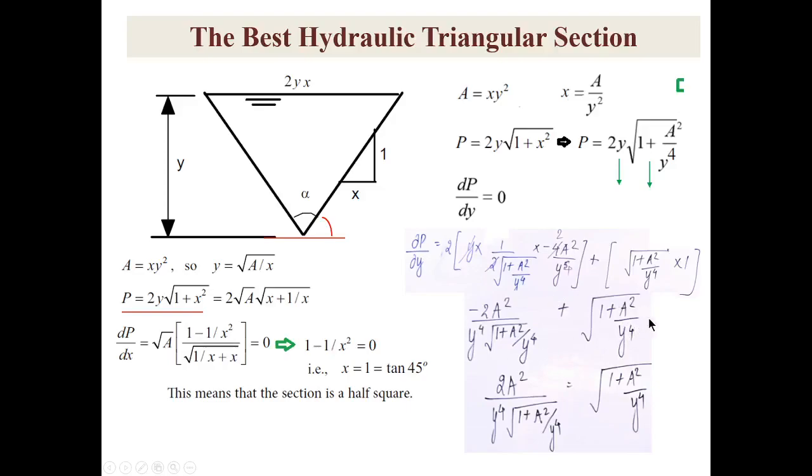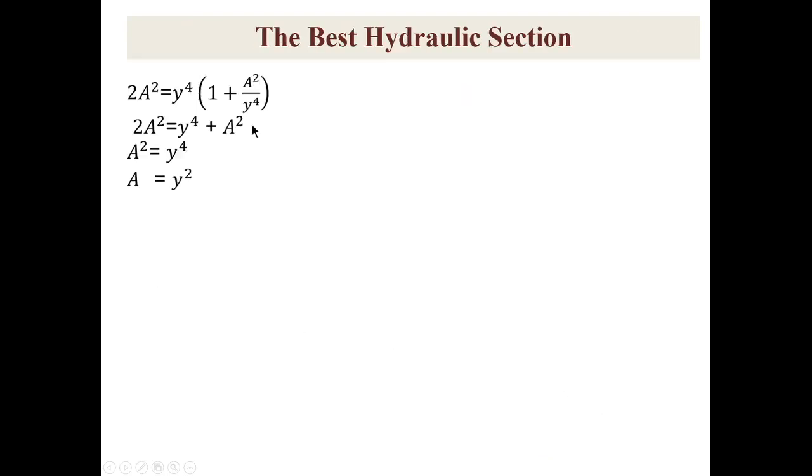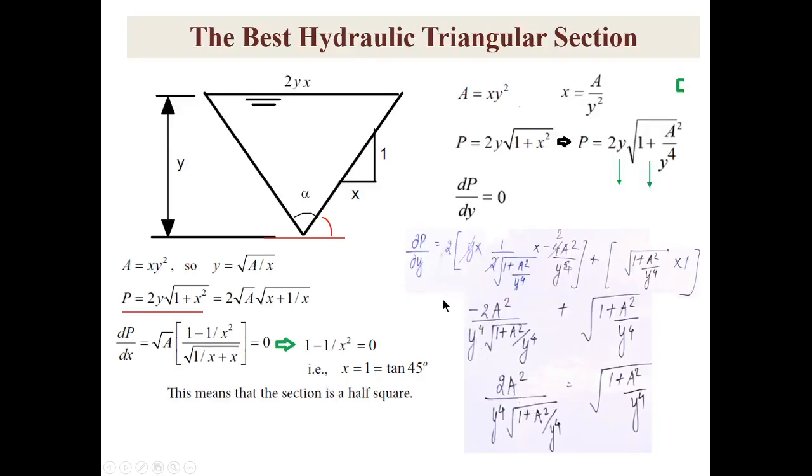Therefore, to get a minimum weighted perimeter, this equation should be equal to 0, and therefore I can transfer this negative sign term to the right hand side. You see that I can say that 2a squared over y to the power 4 times the square root of 1 plus a squared over y to the power 4 equals the root of 1 plus a squared over y to the power 4. And from here, I can get this conclusion: 2a squared equals y squared multiplied by 1 plus a squared over y squared. Let's check again what I did to get that equation.